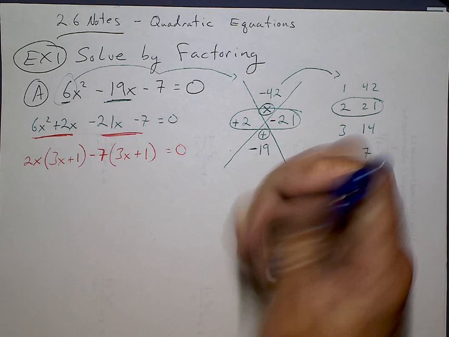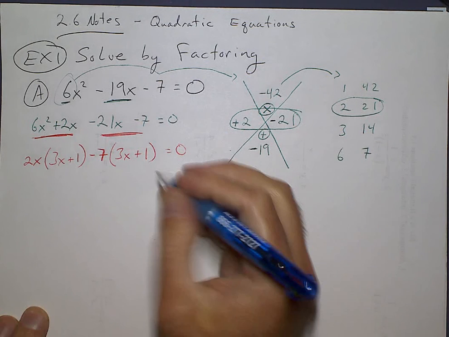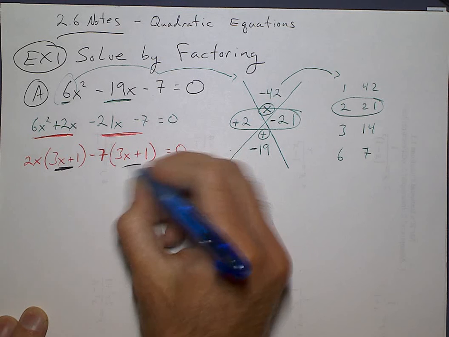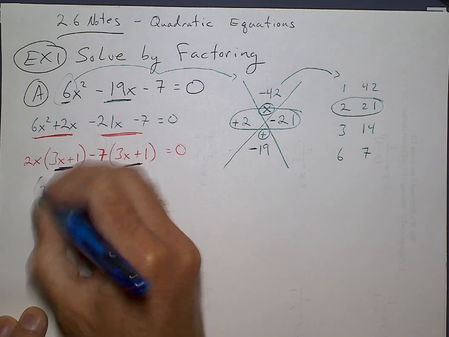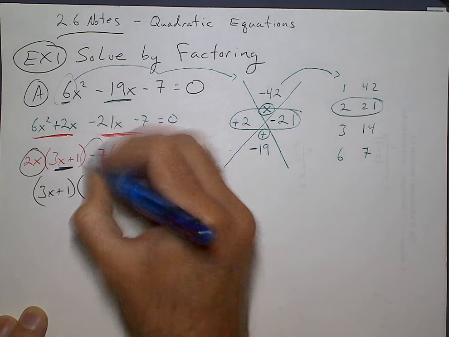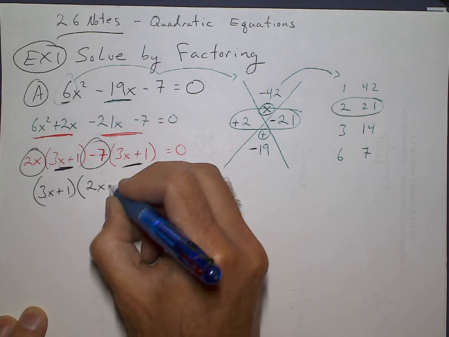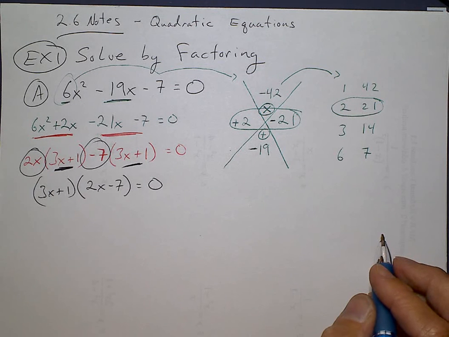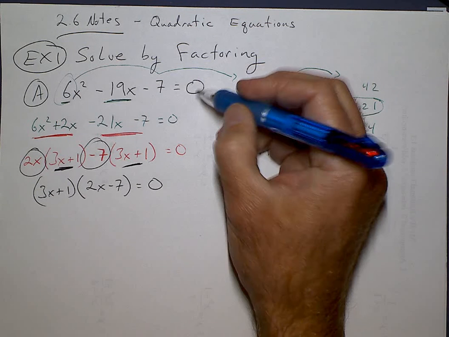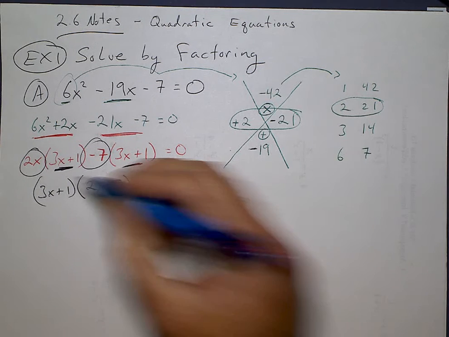And now we look at this one, we say, well, what do these both have in common? They both have a 3x plus 1, so we factor that out front. And then what's left over is 2x minus 7. And we went through all of this work to get this, and notice how it equaled 0 on the side. It had to equal 0 because now I have 2 things multiplied to equal 0.